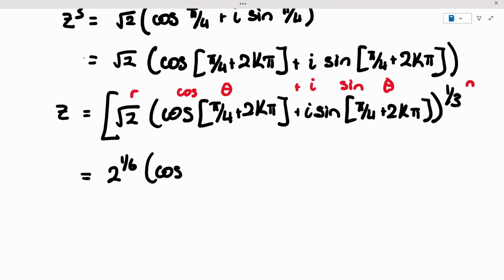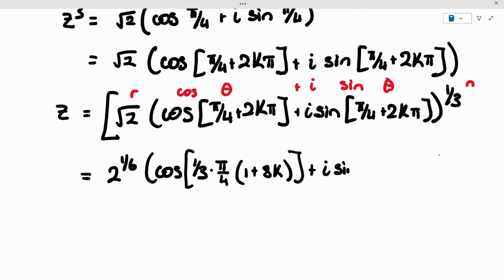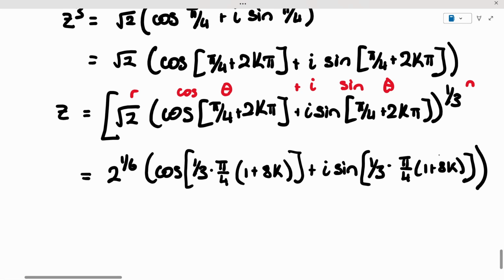cos, and maybe we can simplify this. If we bring down n theta, that's 1/3 times, we could factor out pi, and we could factor out 4. We get 1 plus 8k. Yeah, that's about right. Plus i sine n theta, so 1/3. And of course, I just simplified it, right? This is the same theta here. 1 plus 8k. Nice.